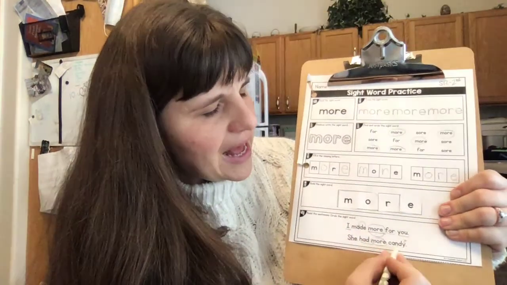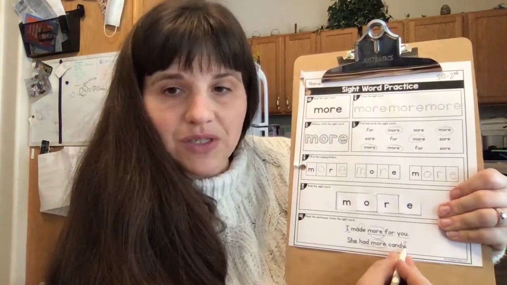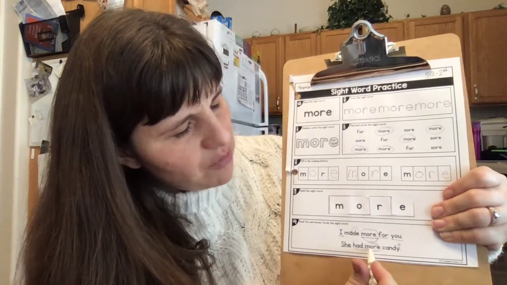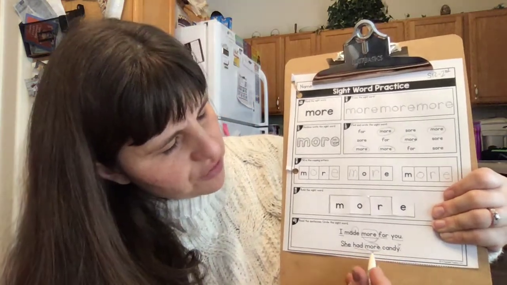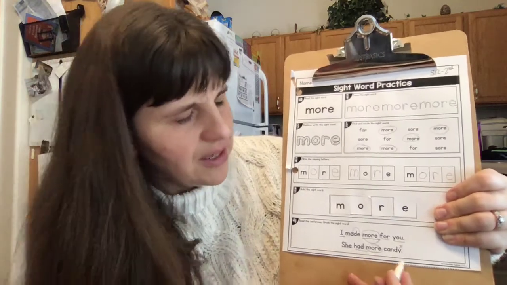K, and, cand, E. What's the word? Candy. She had more candy. We've got 3 sight words here. She had more. And then we've got candy.